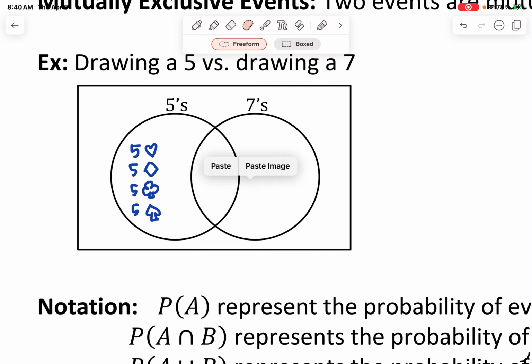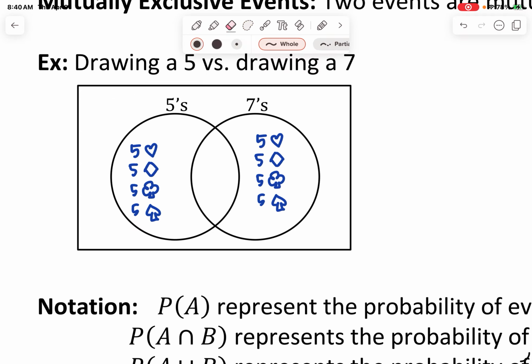Now there are 4 cards that are 7s. I'm going to copy and paste this so I don't have to draw those symbols again. There's the 7 of hearts, 7 of diamonds, 7 of clubs, and 7 of spades. But there is no overlap. There is no card that is a 5 that is also a 7. So these two events are mutually exclusive. There is no overlapping outcome. There is nothing that is true about both. There's nothing that fits into both of those. There's nothing in this area right here.